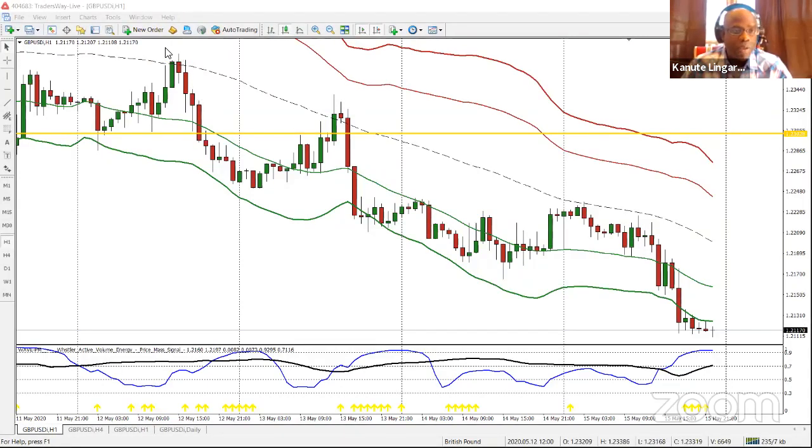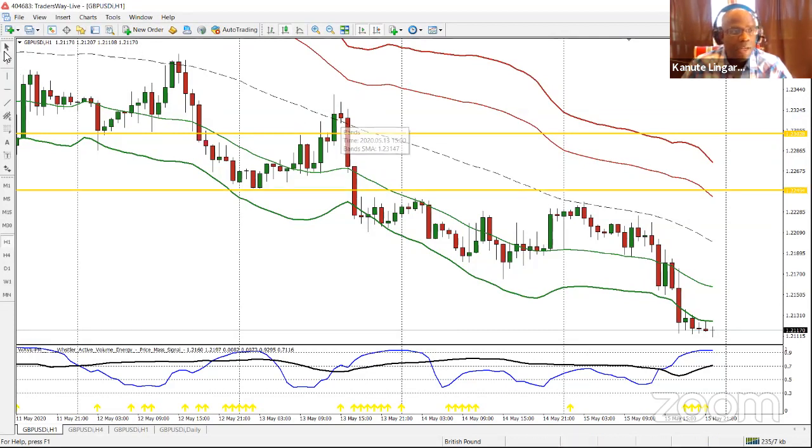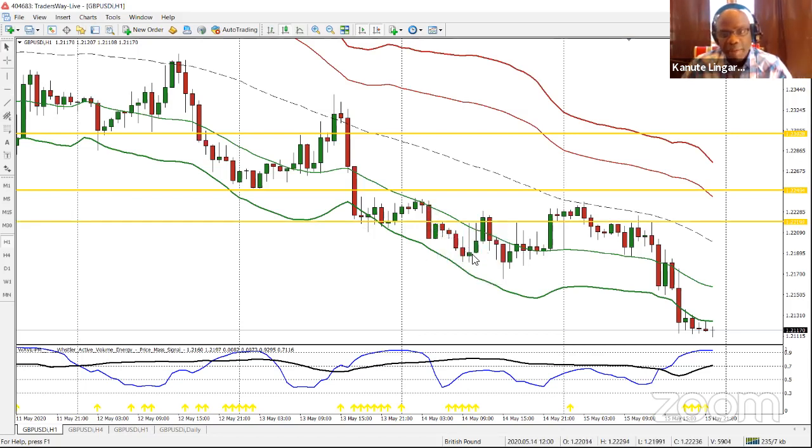But move back to our dotted line, broke it, made another low right here, pull back to the dotted line, made another low right here, pull back, made another low. And the market will just keep on repeating these patterns over and over and over.